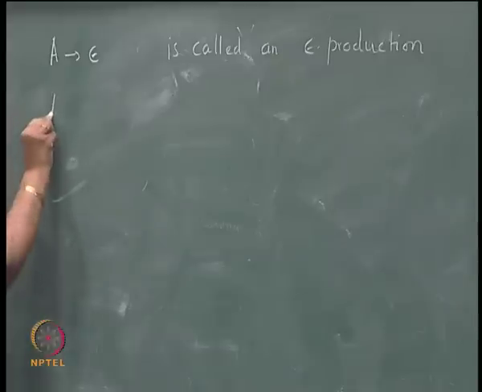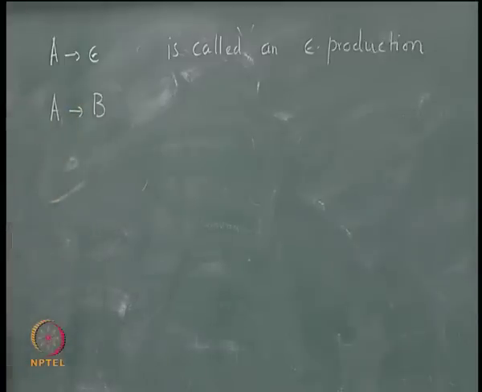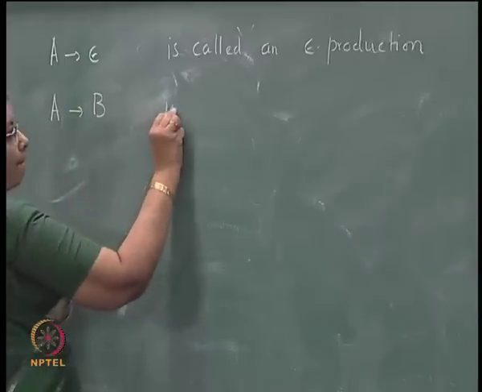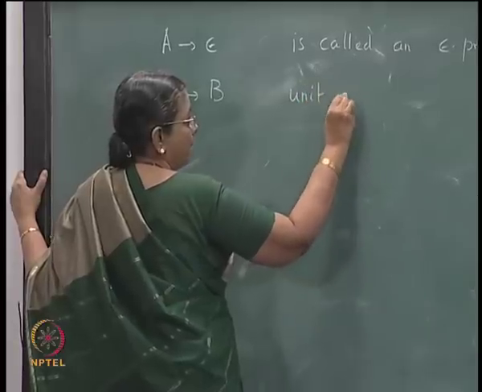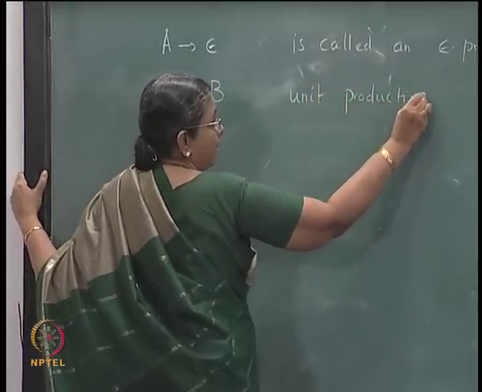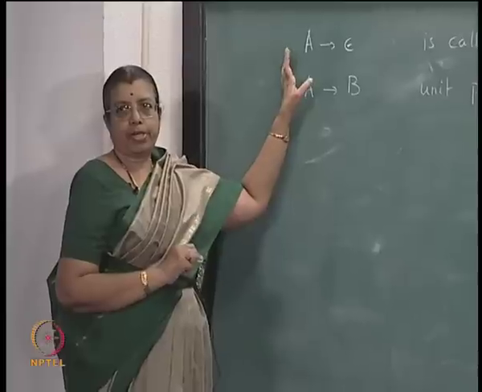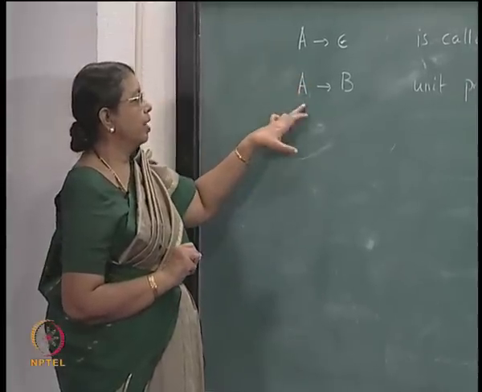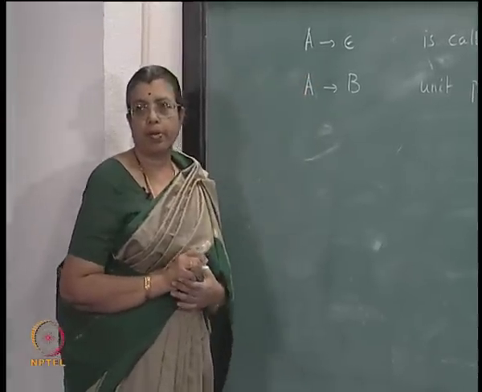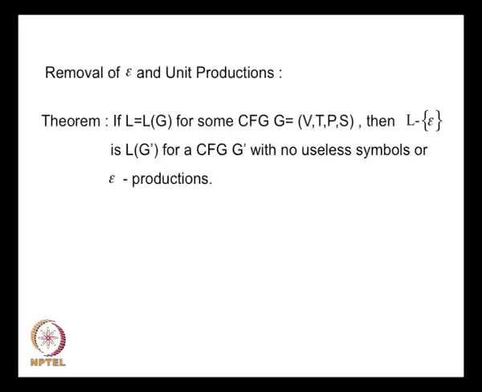A rule of the form, a non-terminal going into another non-terminal, is called a unit production. You would like to avoid such productions. A goes to epsilon, A goes to B, you would like to avoid. Why should you avoid such productions?